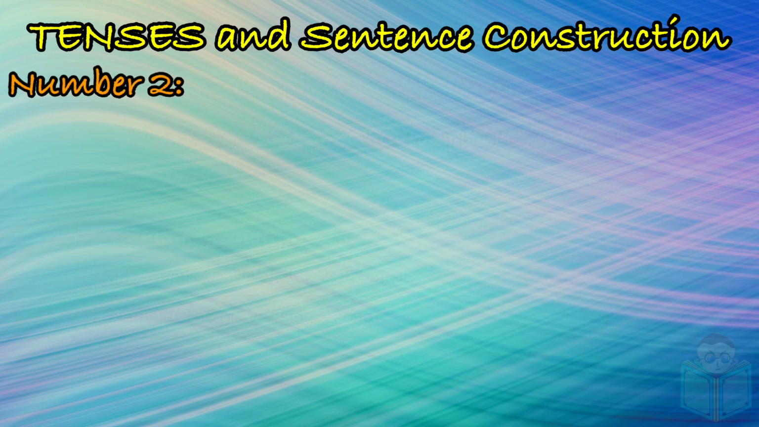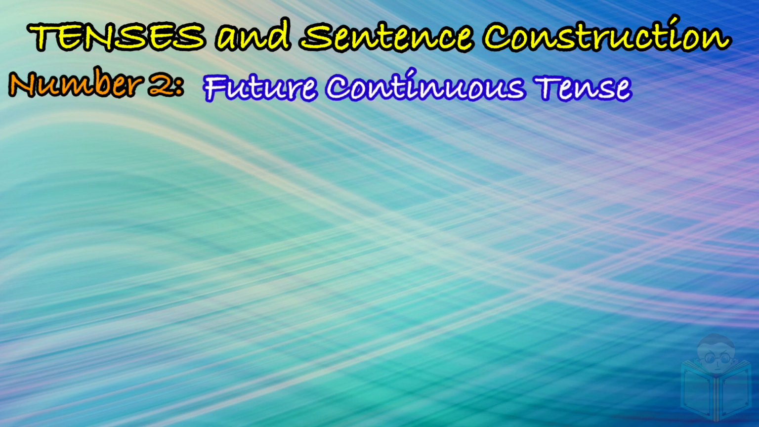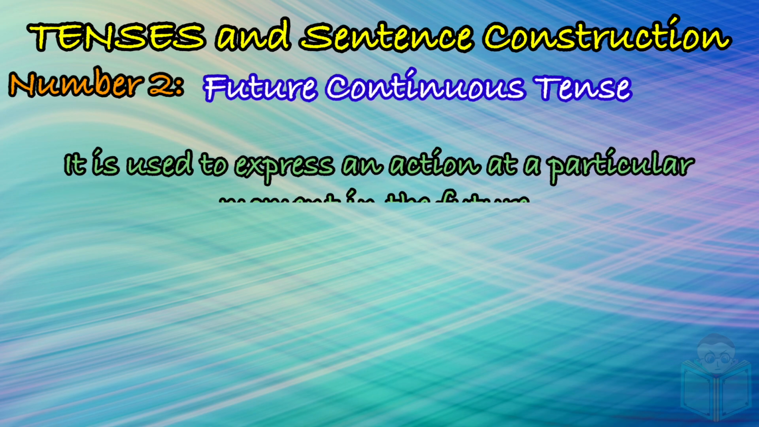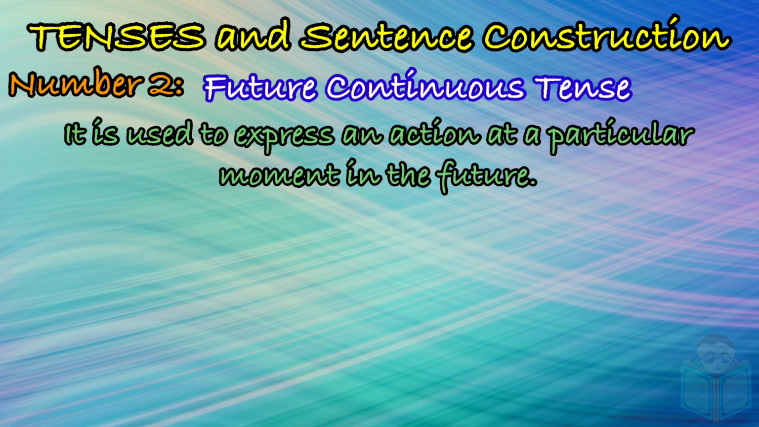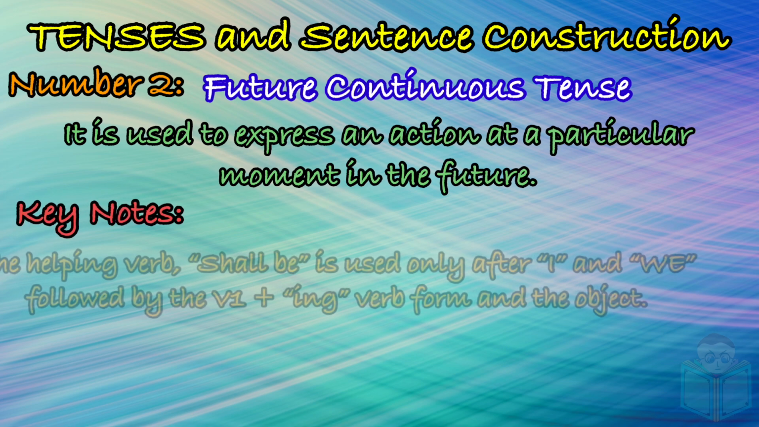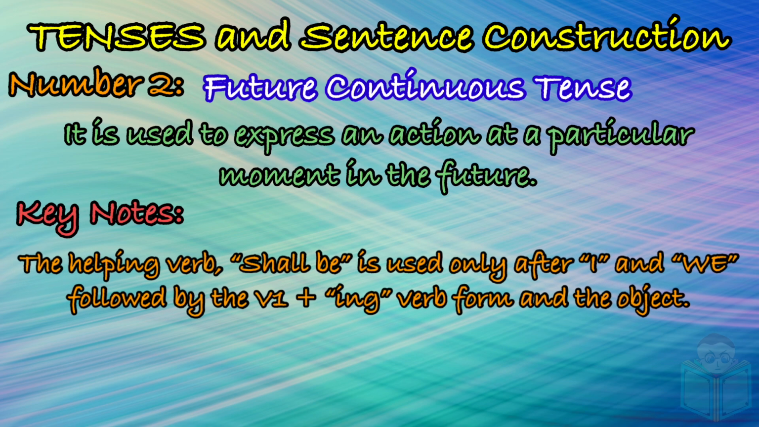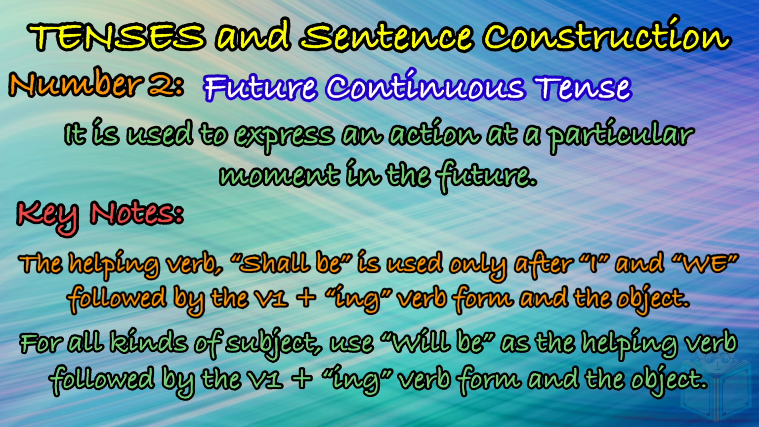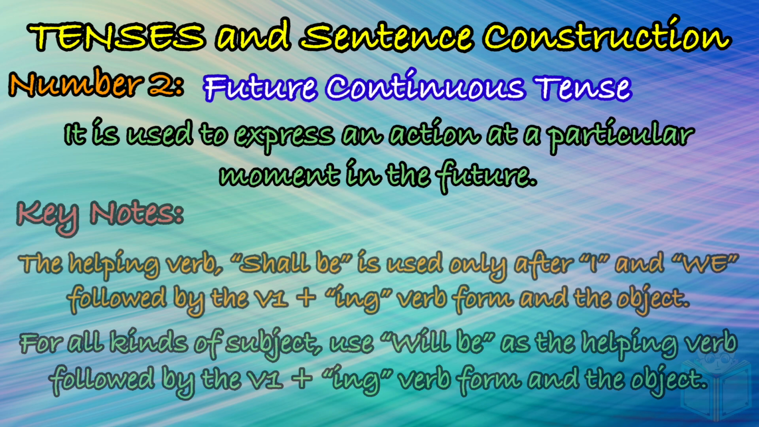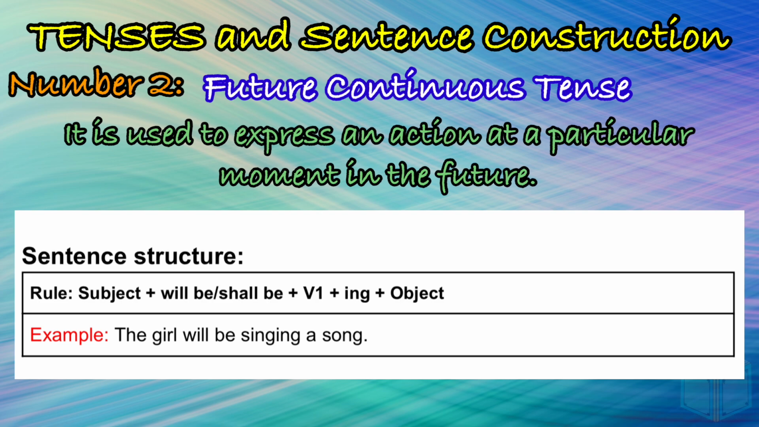Number 2. Future continuous tense. It is used to express an action at a particular moment in the future. The helping verb shall be is used only after I and we, followed by the V1 plus ing verb form and the object. For all kinds of subject, use will be as the helping verb followed by the V1 plus ing verb form and the object. The table provided below is for reference.